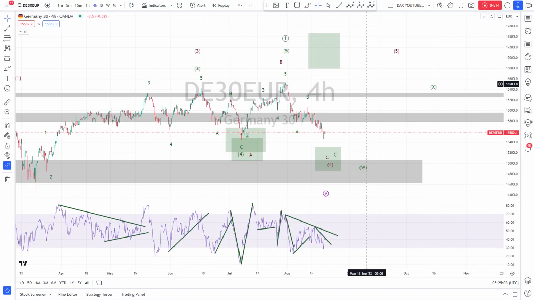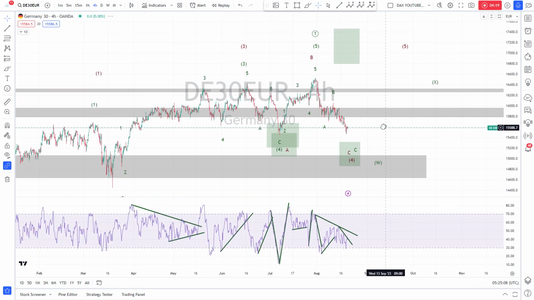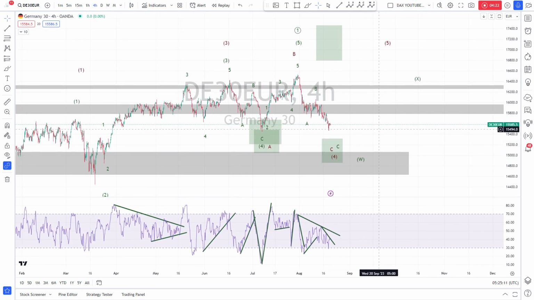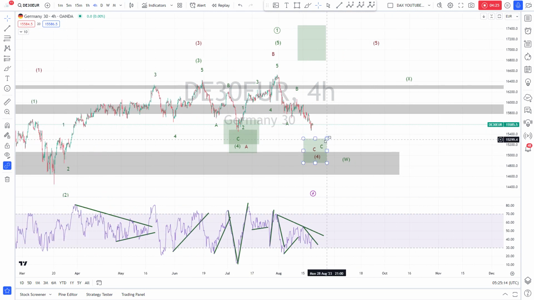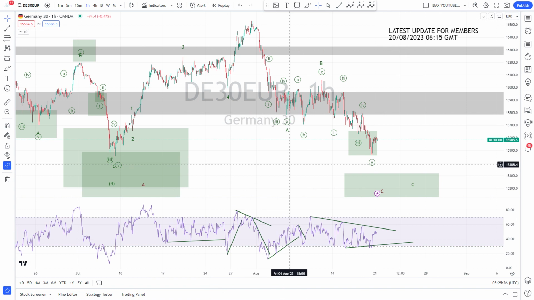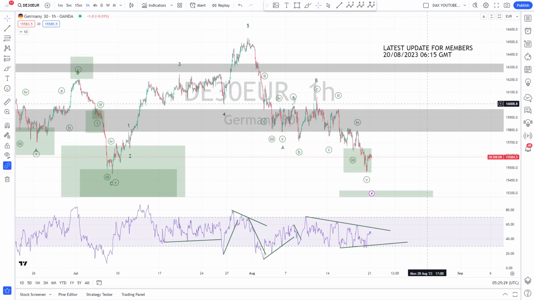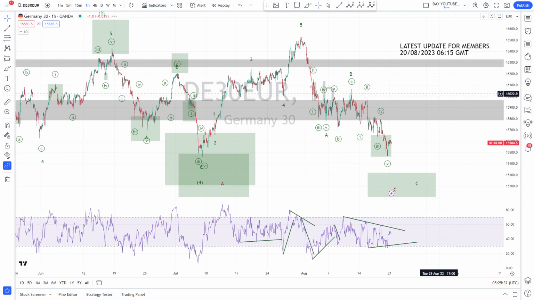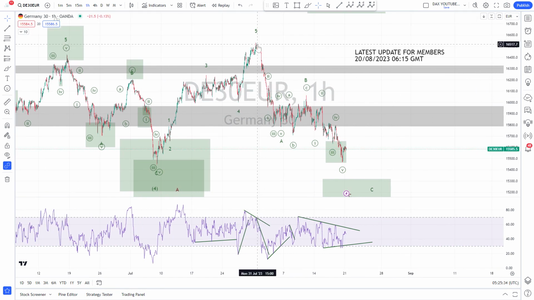And then the first area in this scenario to look out for is this area here, I believe. So for now, it looks like this is an A, B, C. So maybe let's go to the 1 hour. So what could happen? From here, I would count this as an impulse: 1, 2, 3, 4, 5.